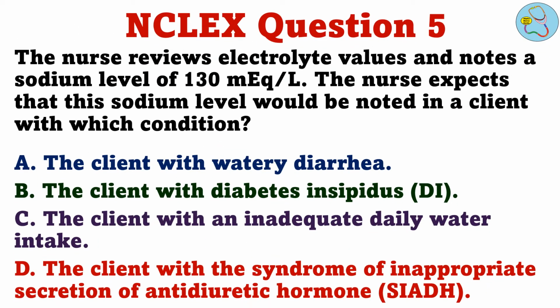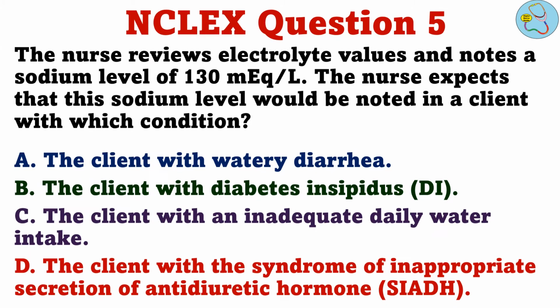Question 5. The nurse reviews electrolyte values and notes a sodium level of 130 milliequivalents per liter. The nurse expects that this sodium level would be noted in a client with which condition? A. The client with watery diarrhea. B. The client with diabetes insipidus. C. The client with an inadequate daily water intake. D. The client with the syndrome of inappropriate secretion of antidiuretic hormone.